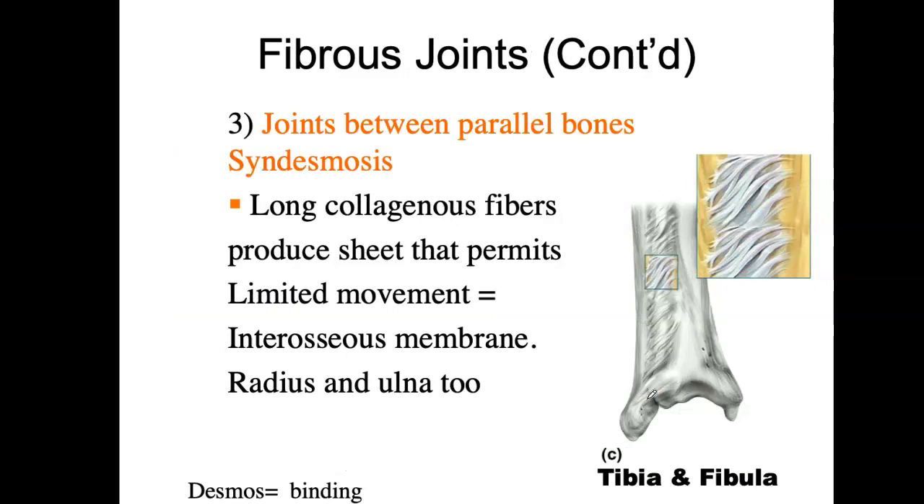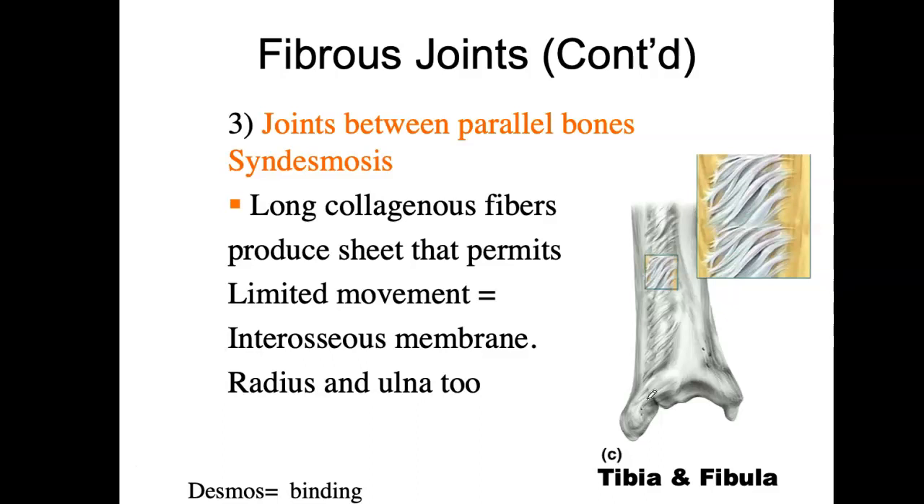Okay, more about fibrous joints. Another type of fibrous joint is what we see between parallel bones. In the tibia and the fibula, you know, they sit side by side, and we look at them usually as bones without any tissue around them. And how are they not just sort of flopping away from each other? Well, they don't, because they have long fibers.